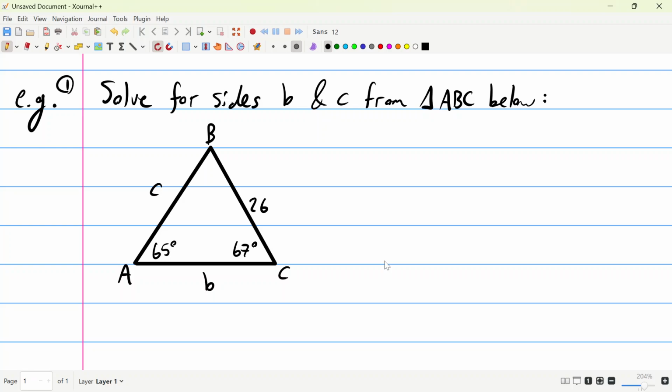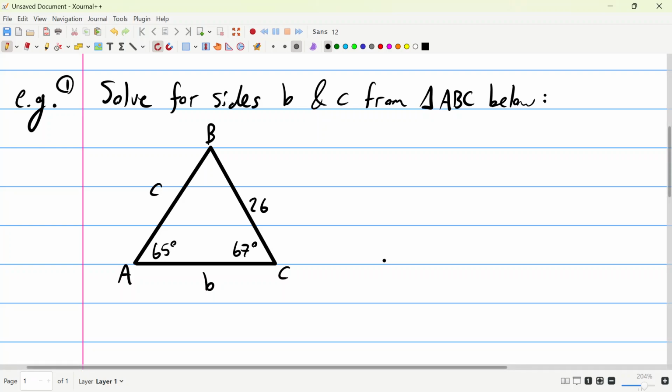Here's our first example. Solve for sides b and c from triangle ABC below. We have the following triangle with side 26, b and c, and we have angles 65 degrees, 67 degrees, and an unknown angle over here.